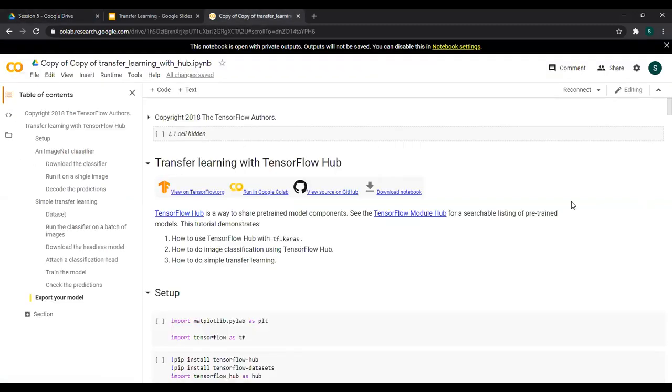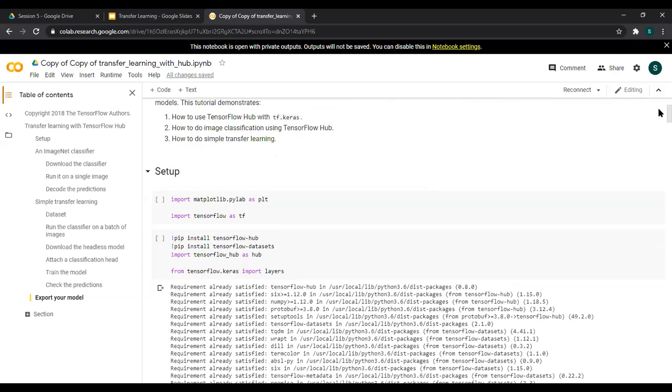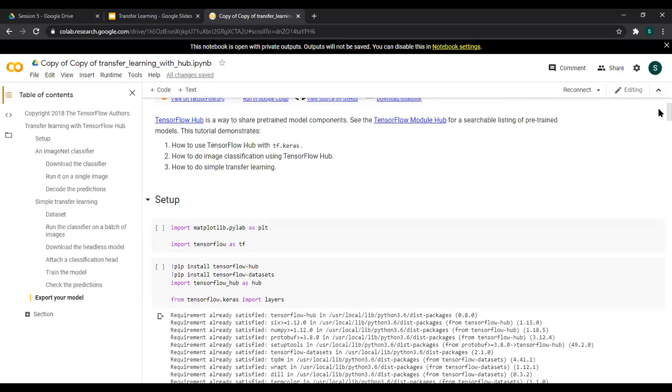So let's get started with this. Okay, so we're going to be doing some simple transfer learning, nothing too complicated. And the first couple of things we need to do are setting up our libraries, pip installing them if you want to, downloading our classifier, running the classifier on a single image, and decoding those predictions. So that's a lot right there. We're going to be going step by step.